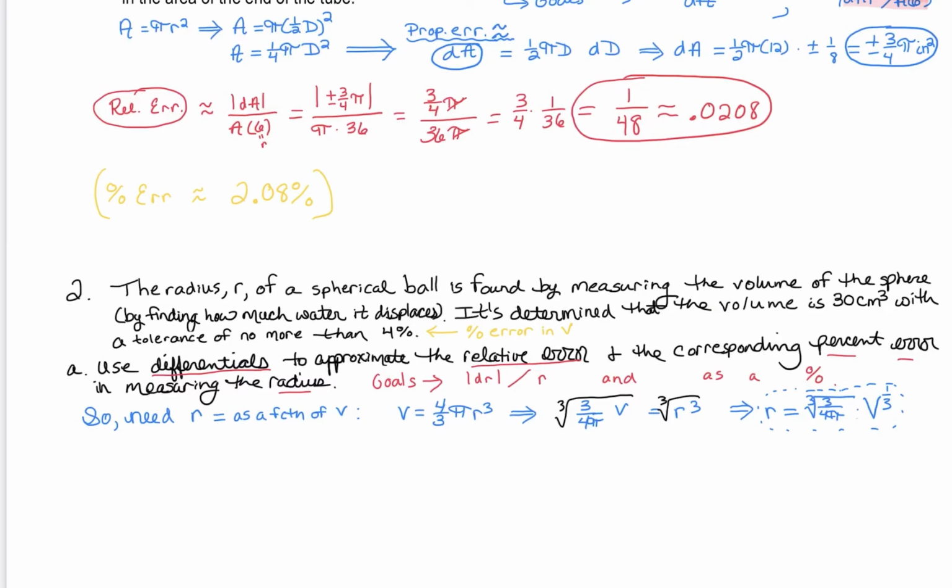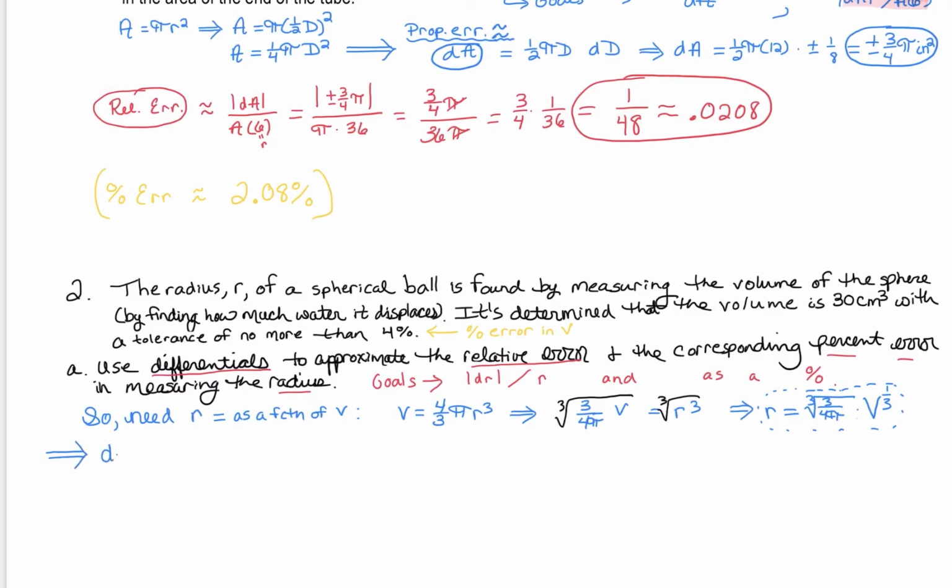I think in some ways that is one of the harder parts of this problem, is just realizing it's not v as a function of r, I need r as a function of v because I want this dr and I'm given information about the error in v. Okay, so with that said, let's go ahead and find our dr.